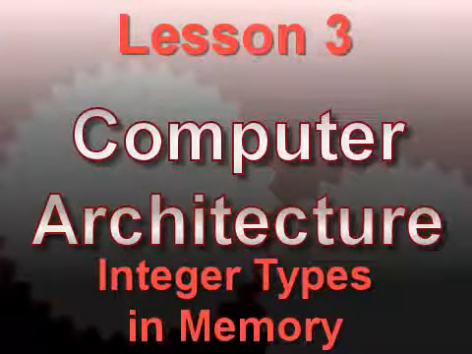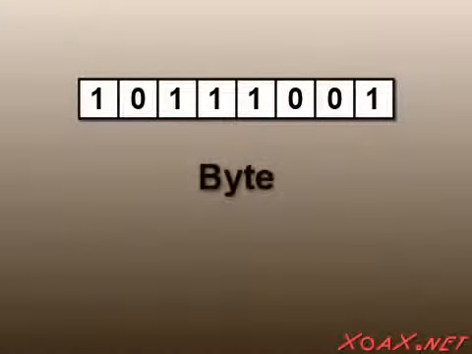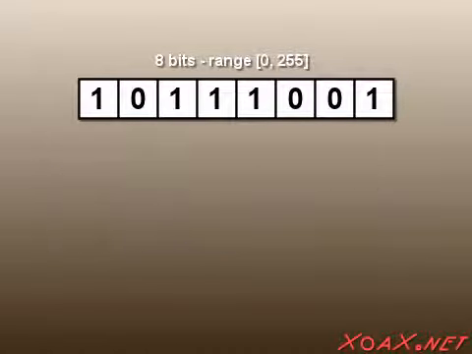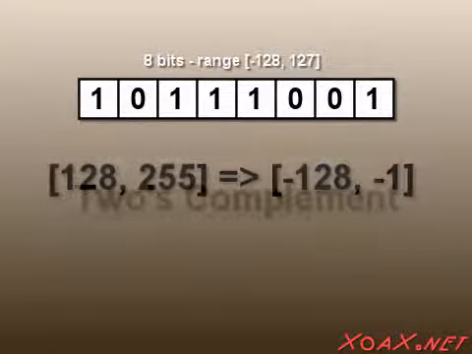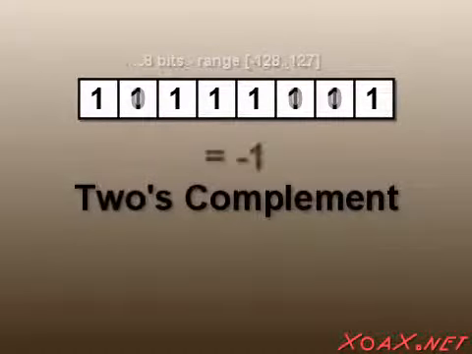Lesson 3. Integer Types in Memory. A byte, or 8 bits, can be used to represent the integers 0 through 255, and we can add more bits to represent larger integers. However, we frequently need to represent negative quantities. To do this, we can take the larger half of the number range and wrap it around to the negative side, using what is called a 2's complement representation.